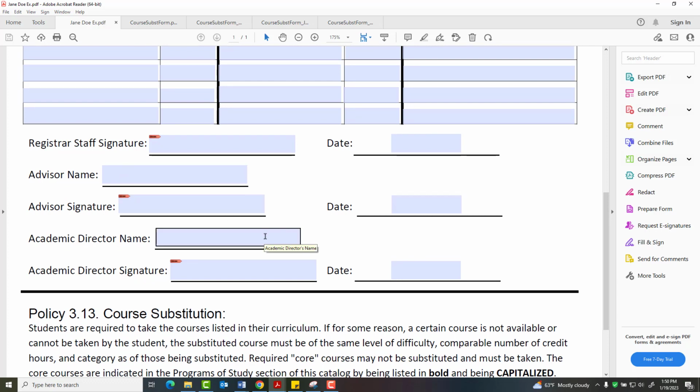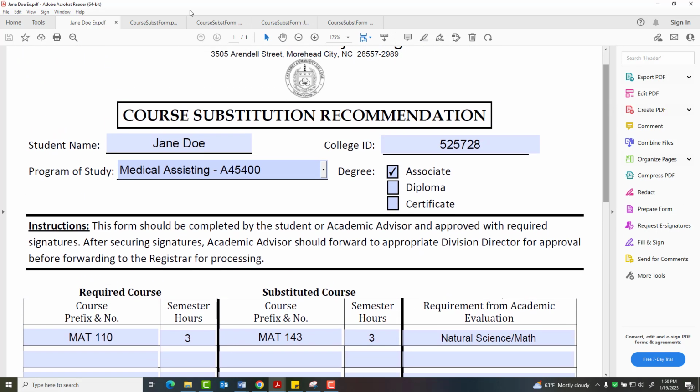You will forward it on to your dean, who will fill out this information, which will then forward it on to the registrar to be able to complete that course substitution.